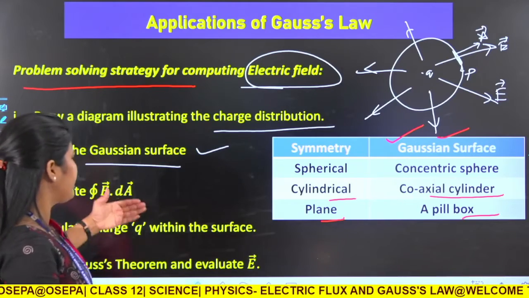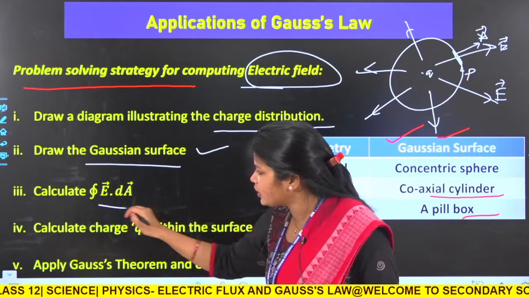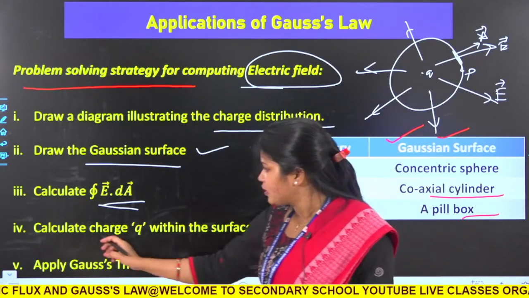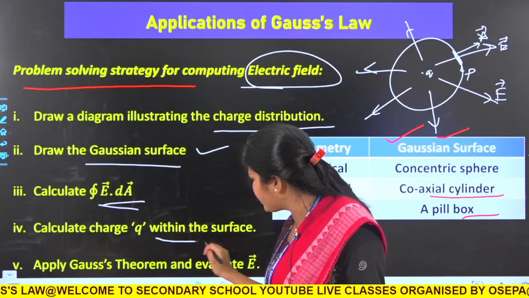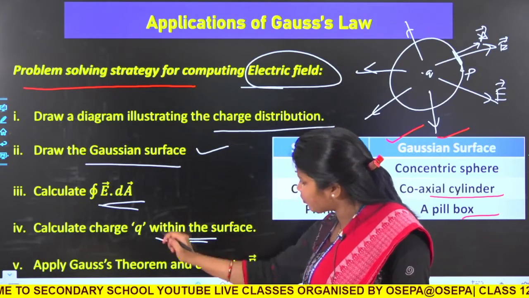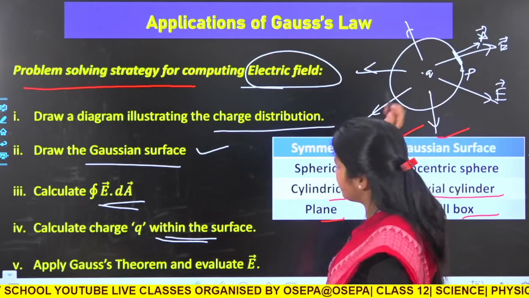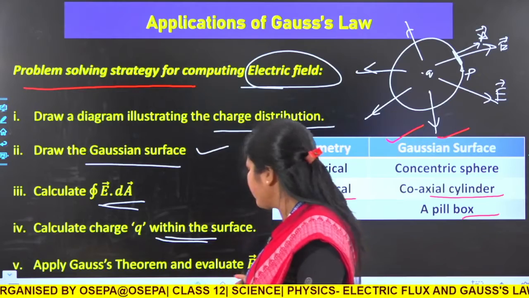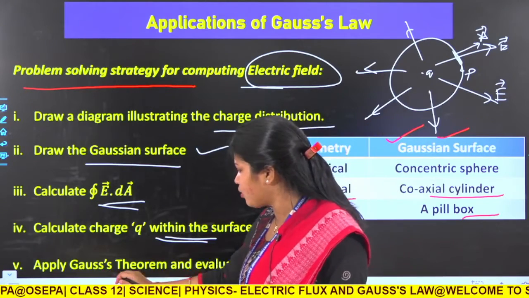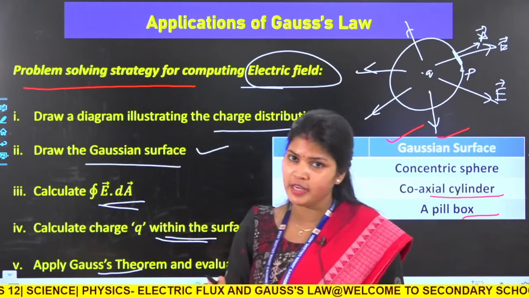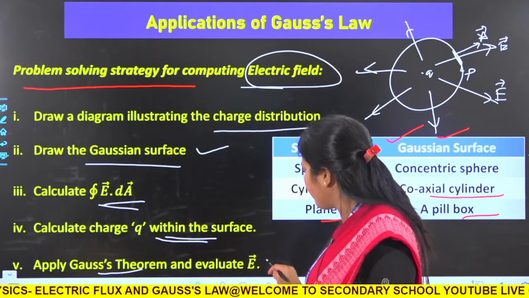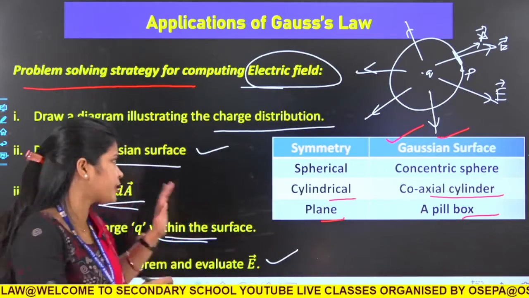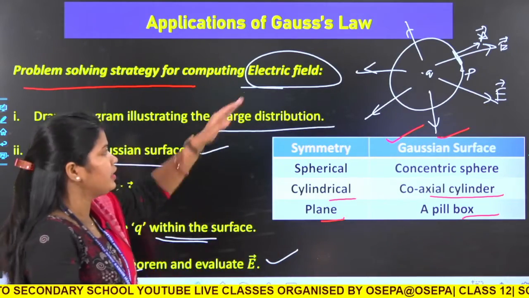Next, calculate E dot dA, the closed integral. Next step is to calculate the charge Q within this closed surface. Then apply Gauss theorem and evaluate E. Finally, we apply Gauss theorem, that is phi equals Q enclosed by epsilon, and you evaluate E from that formula. These are the steps followed for calculating electric field.